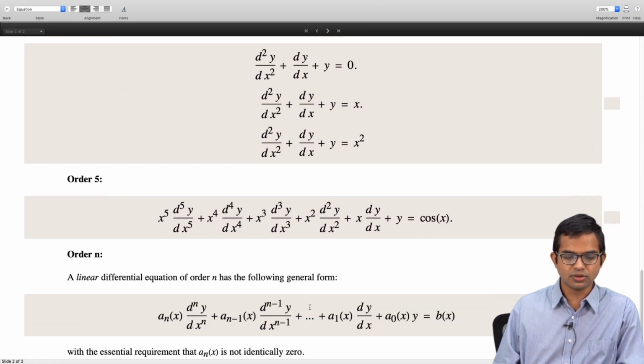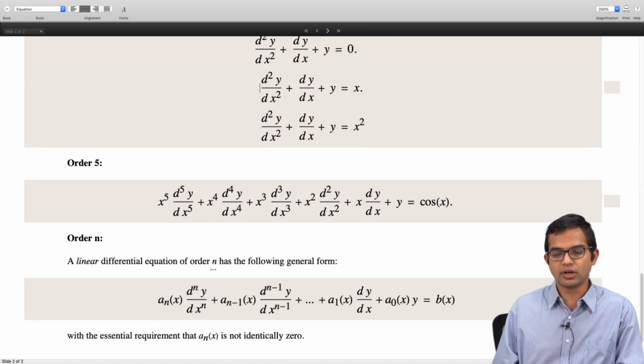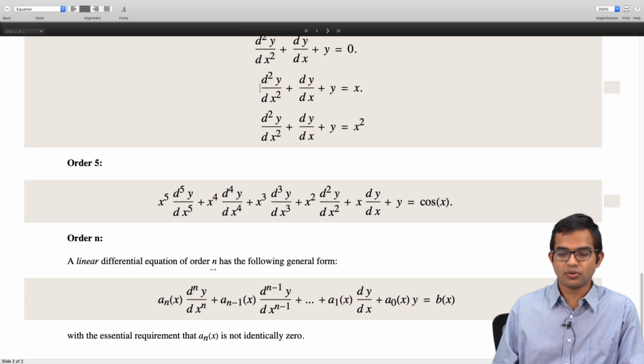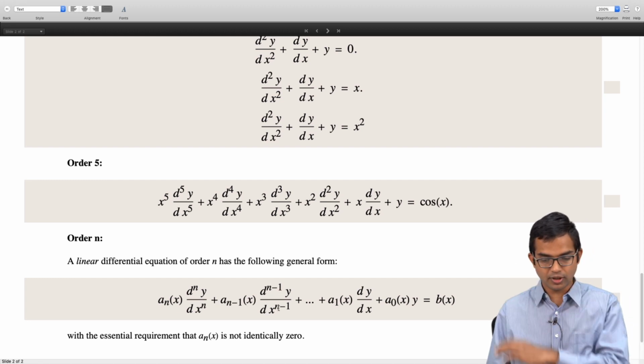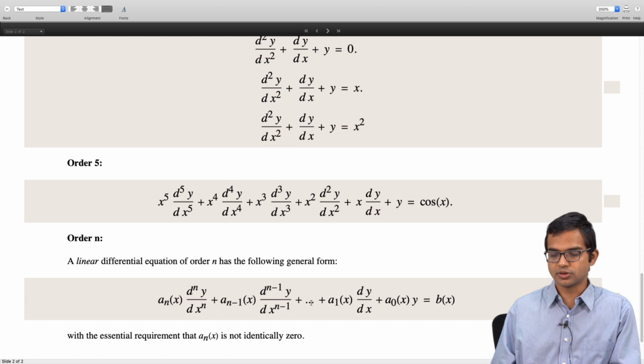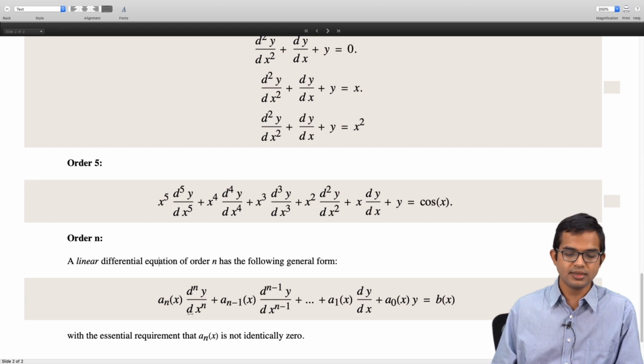And so in general, you can say that a linear differential equation of order n has the following general form. So now I'm putting a linear differential equation. I have a n of x d n y by dx n plus a n minus 1 of x d n minus 1 y divided by dx to the n minus 1, and so on, all the way up to a naught of x y is equal to b of x. The essential requirement for this to be order n is that a n of x should not be identically 0.